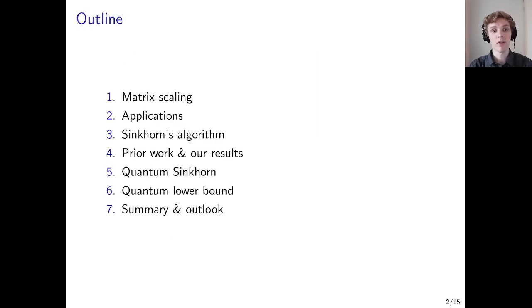Let me first give you a brief outline of this talk. First I'll tell you about matrix scaling, then about the applications of matrix scaling and matrix balancing. Next we'll go into Sinkhorn's algorithm, a popular algorithm for solving the matrix scaling problem. Next we'll talk about the prior work and our results and how they fit in. Then later on we'll get to our quantum version of the Sinkhorn algorithm and a quantum lower bound that we prove. And lastly, I'll give a brief summary and sketch an outlook for some future research directions.